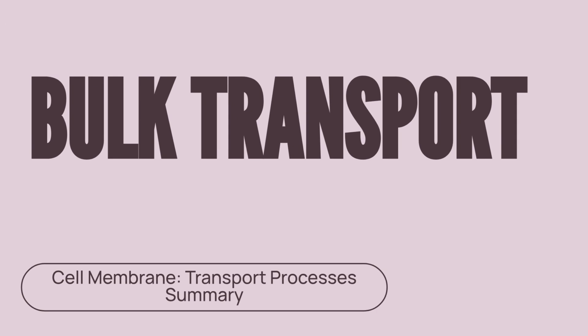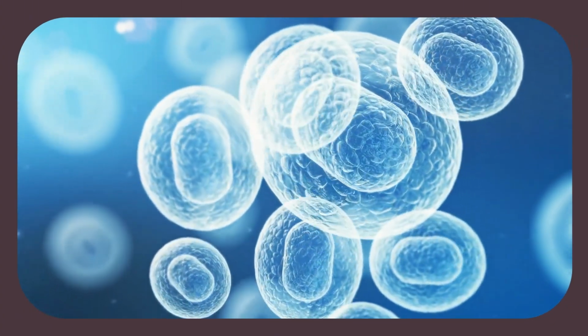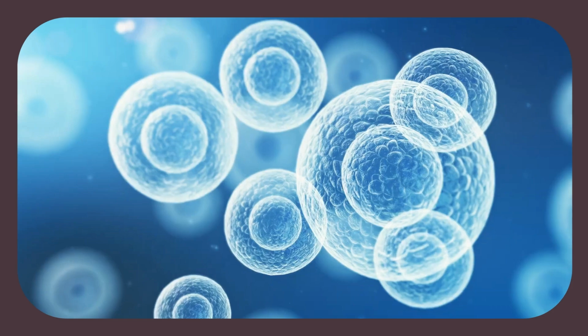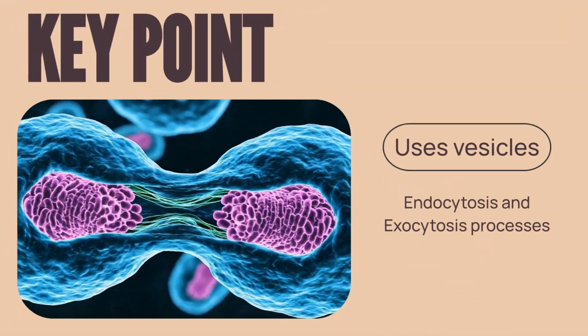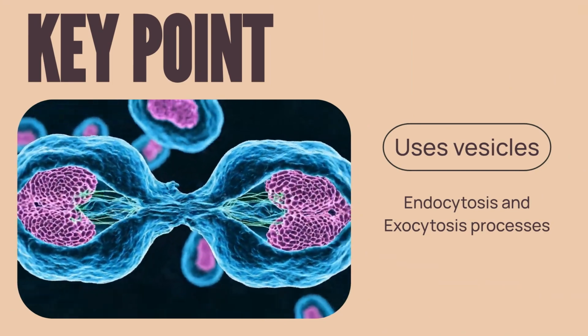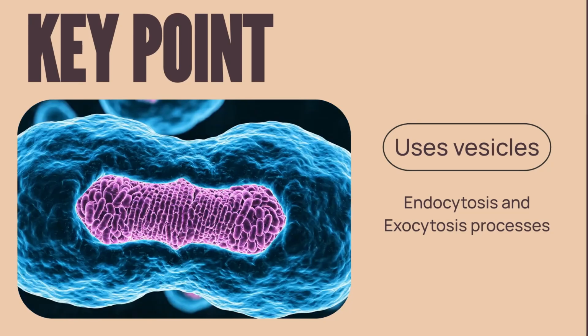Finally, for the largest cargo, the cell uses bulk transport, essentially shipping massive cargo. This is how large quantities or entire objects are transported, by wrapping them in membrane packages called vesicles. Whether bringing things in via endocytosis or pushing them out via exocytosis, vesicles are the cell's essential shipping containers.